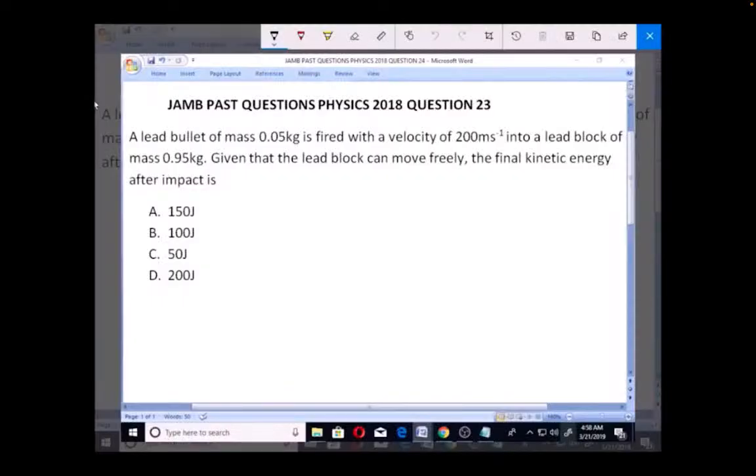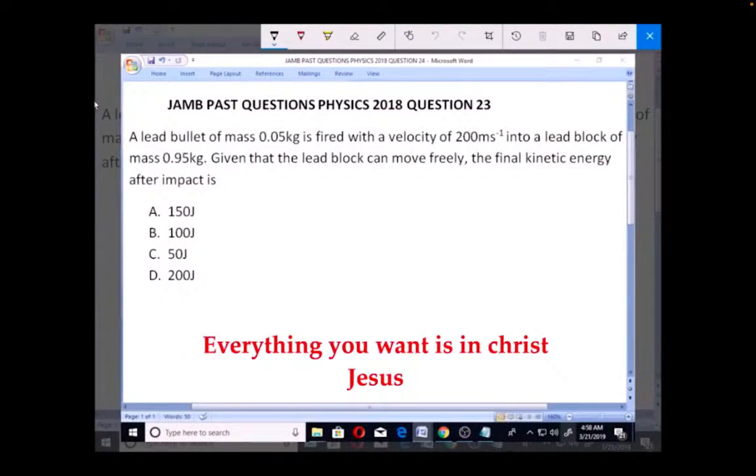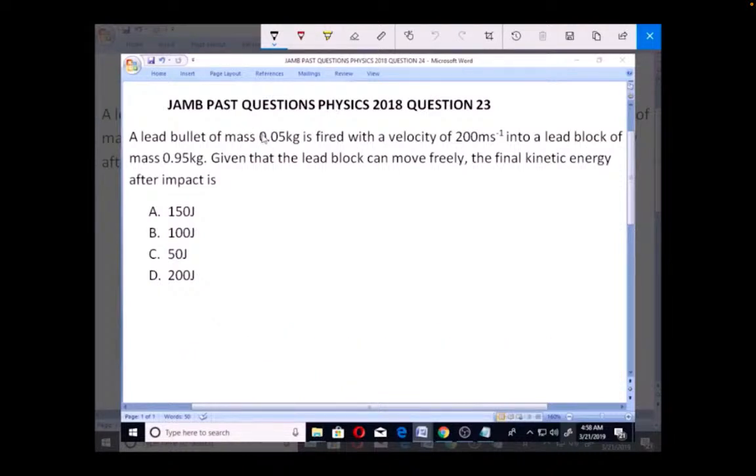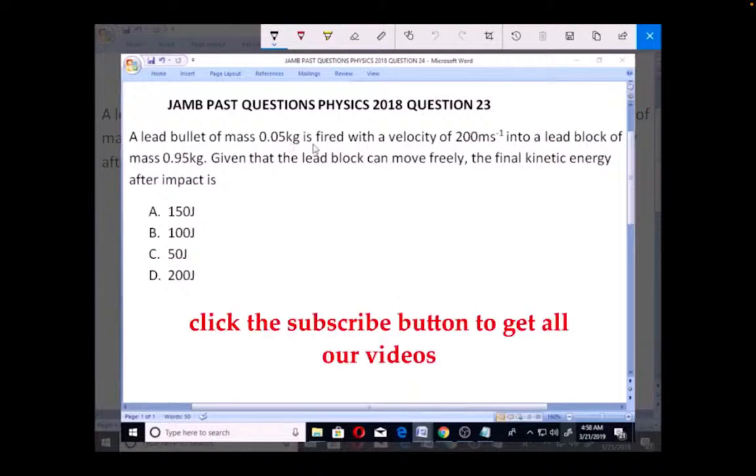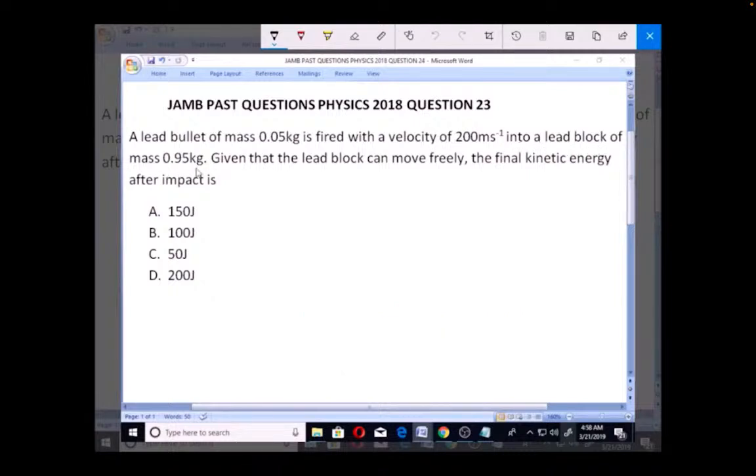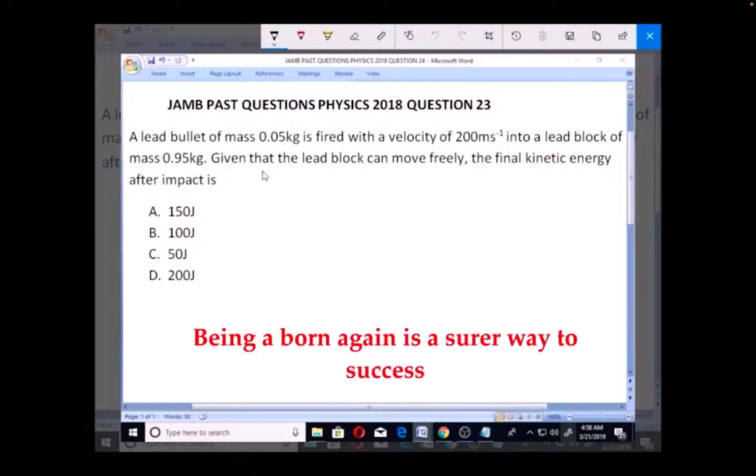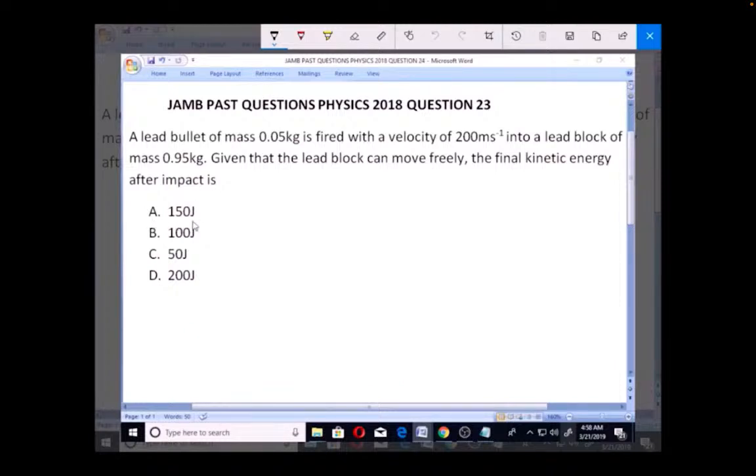Welcome. Let's look at this JAMB past question, Physics 2018, question number 23. A lead bullet of mass 0.05 kilogram is fired with a velocity of 200 meters per second into a lead block of mass 0.95 kilogram. Given that the lead block can move freely, the final kinetic energy after impact is A. 150 joules, B. 100 joules, C. 50 joules, D. 200 joules.